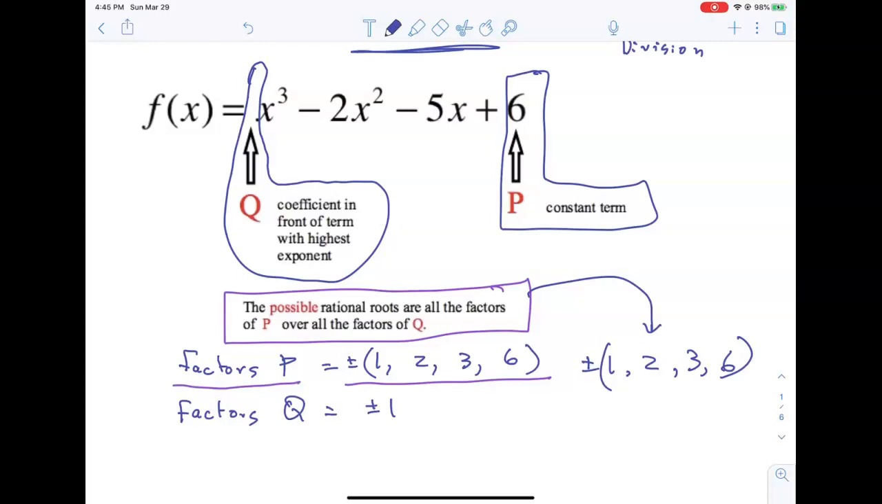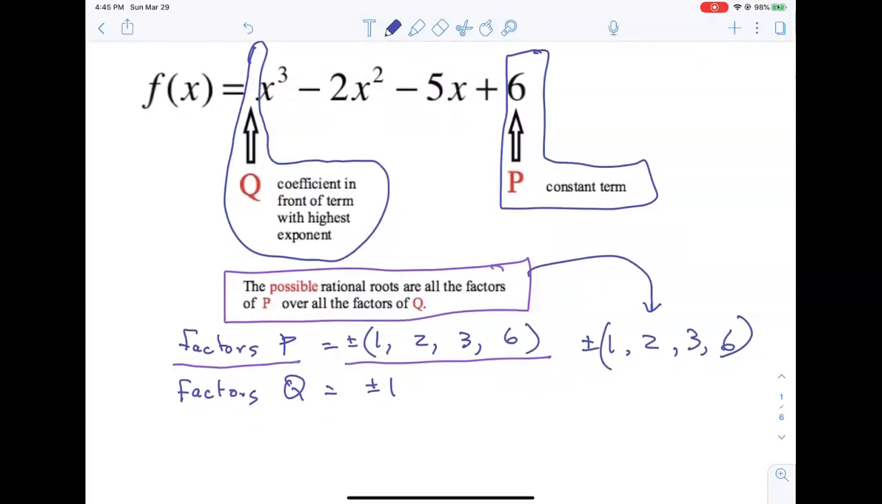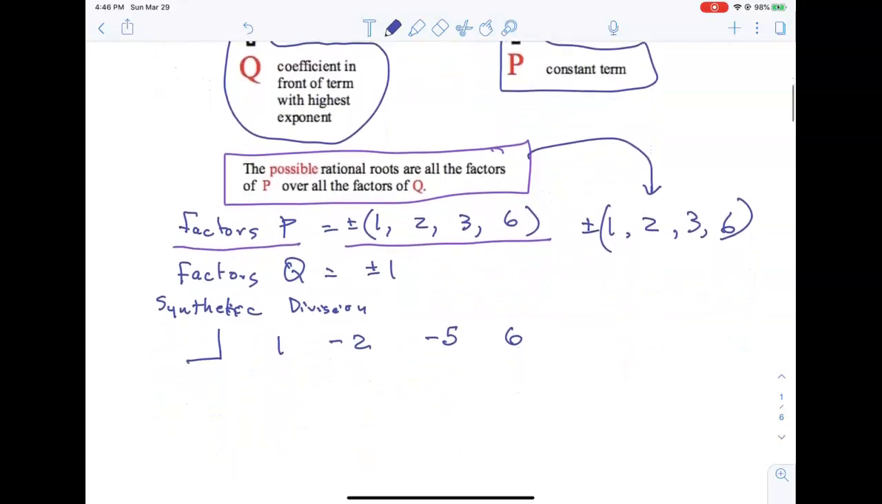Okay, now for the second part of this, testing them out with synthetic division. All right. Now what I'm going to do here is draw a little box like this. Okay. And then I'm going to take all the coefficients of this problem, including the constant term, and write them down in a line. Okay. And then I'm going to skip a line and draw a line.